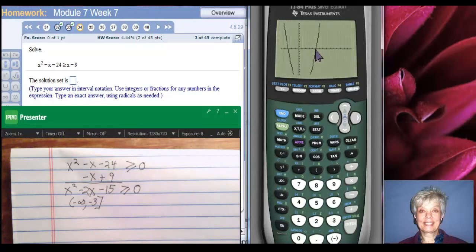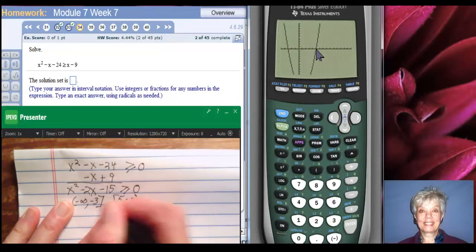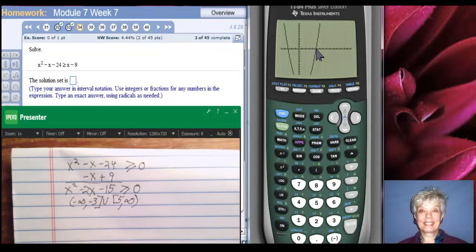Now I'm taking a chance by not factoring, so be aware of that. 1, 2, 3, 4, 5. And it appears to also be bracket 5 to positive infinity. And I'll put a U between them and I'll see if I am correct.